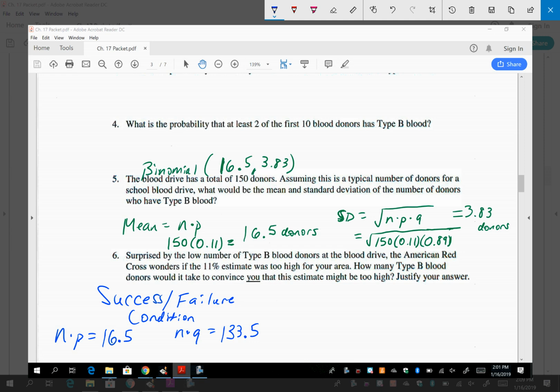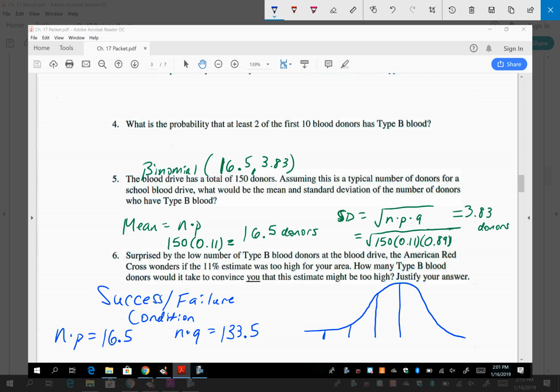Great thought. Okay, so it says in this problem, how many type B blood donors would it take to convince you that the 0.11 estimate is too high? Now, this is a really confusing problem. It's asking, is this 11% too high? Which means that we would need to see actually fewer type B donors at our high school blood drive. So when I do my curve for the normal model, all I care about is going to the left.